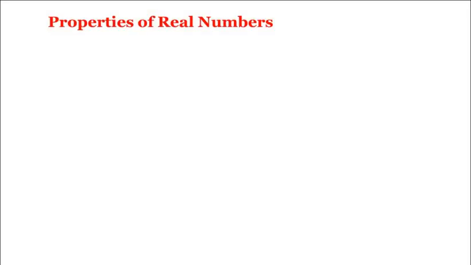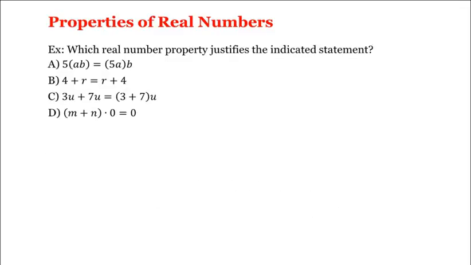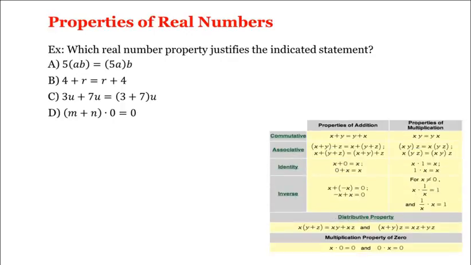Let's look at some properties of real numbers. For example, which real number property justifies each of these four statements? Well, let's first recall some properties of real numbers. And we are assuming here that all the variables, both in the example as well as in the table, represent real numbers.